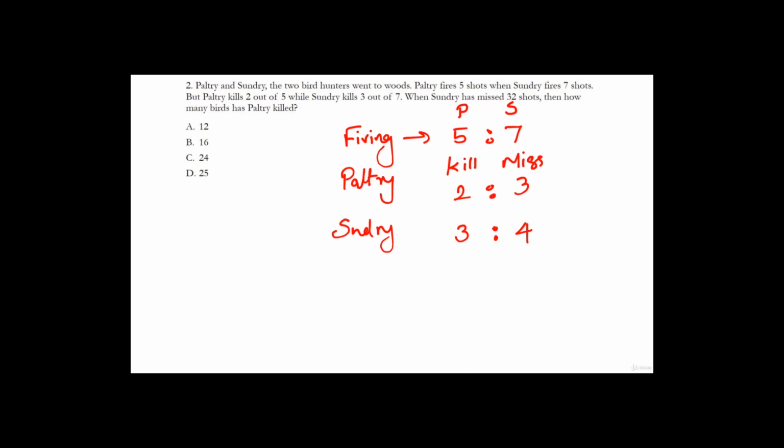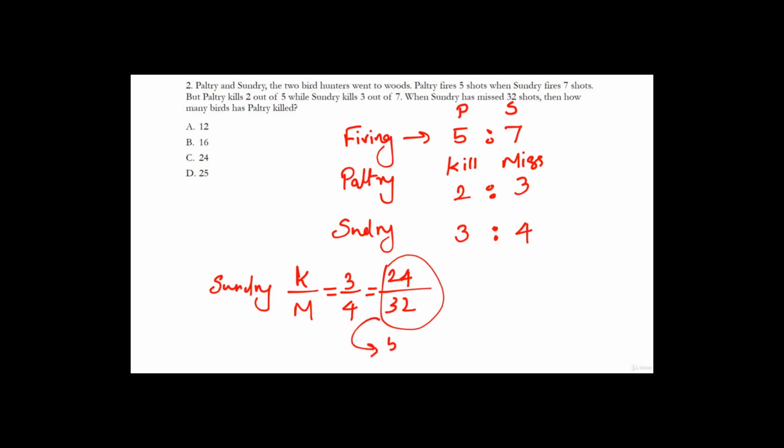Now when Sundry had missed 32 shots, that is, for Sundry kill divided by miss is equal to 3/4. So when Sundry has missed 32, he would have killed 24. So when Sundry had missed 32 shots, then how many birds has Poultry killed? When Sundry missed 32, that means he has killed 24. So the total number of shots fired will be 56.